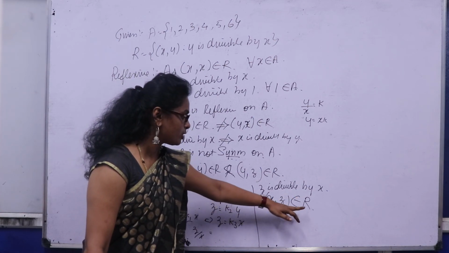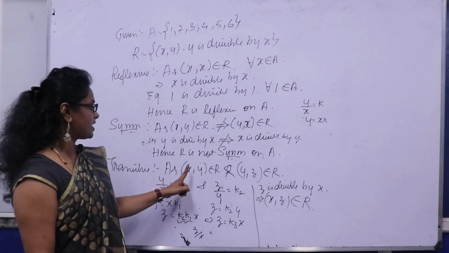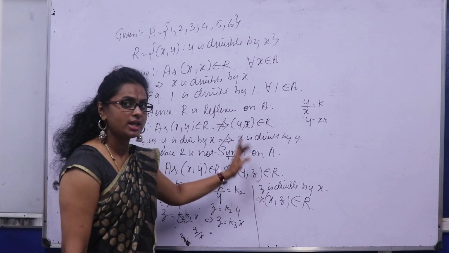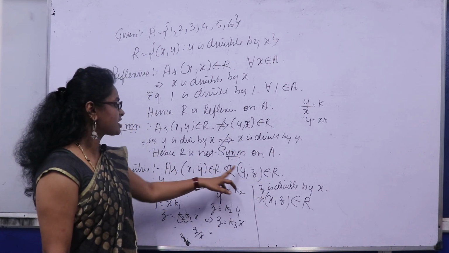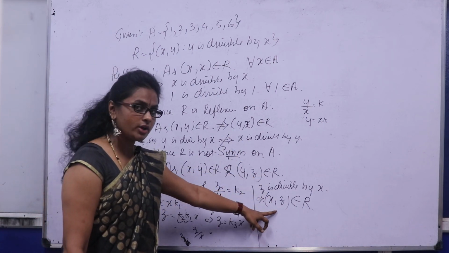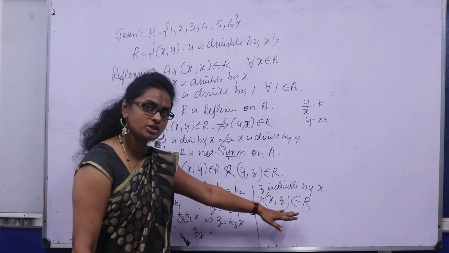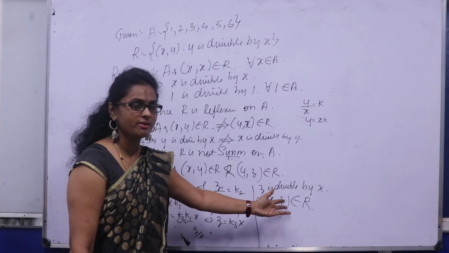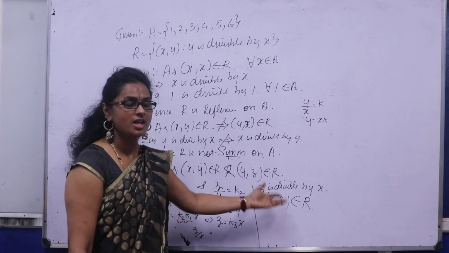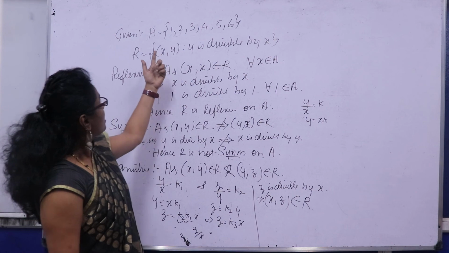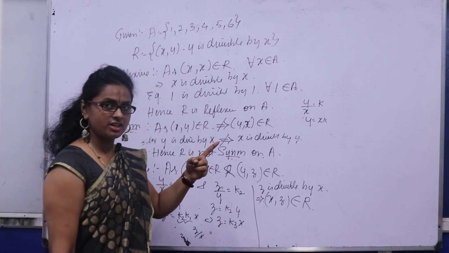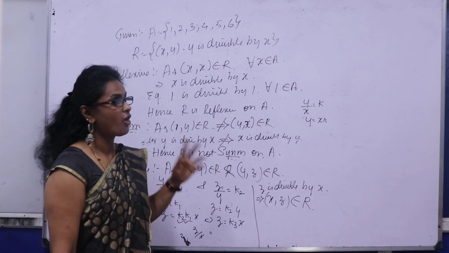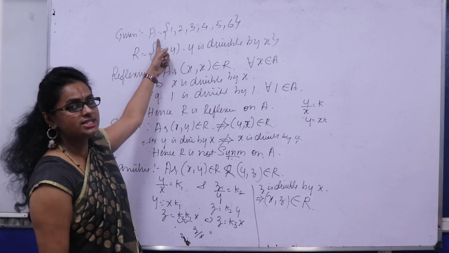When x comma z belongs to R, what is the condition that we had taken? X comma y belongs to R, y comma z belongs to R, this must imply x comma z belongs to R. Are we not getting this? X comma z belongs to R? Yes. So can we say that it's a transitive relation? Yes, it's a transitive relation. So R is reflexive and transitive but not symmetric. On what set? On the set A.